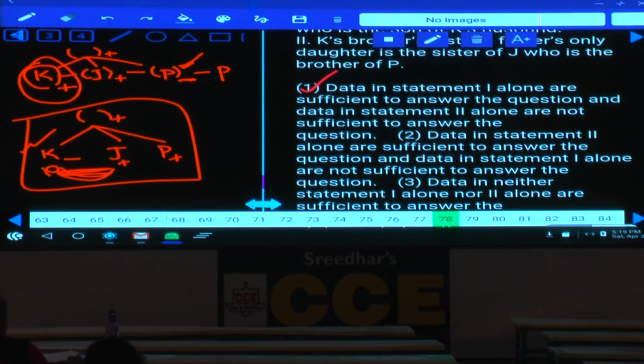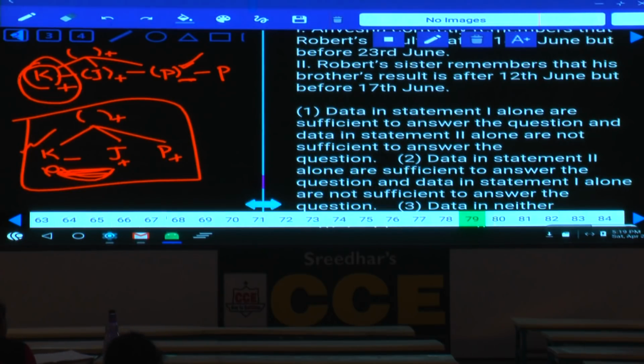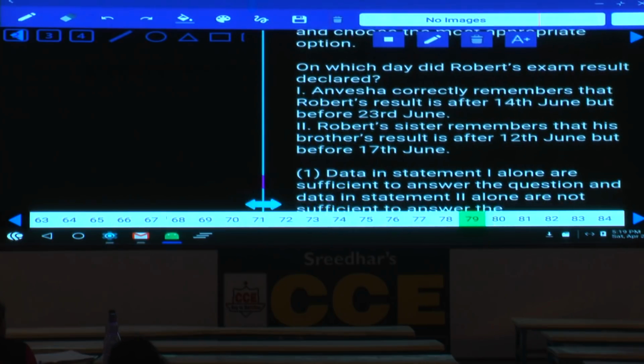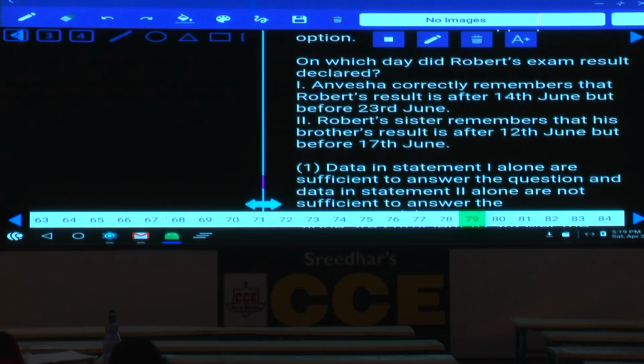Only 1 alone is choice 178. Then coming to 79. Now in this 79, Anvesh correctly remembers on which day Robert's exam result was declared. Anvesh correctly remembers that Robert's result is after 14 before 23rd. After 14 before 23rd, it could be any date between 15 to 22.